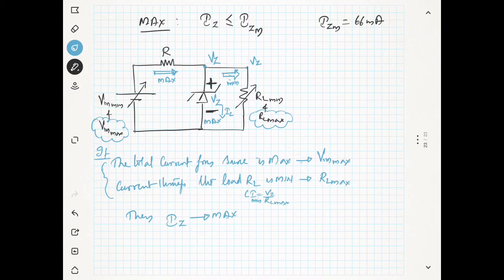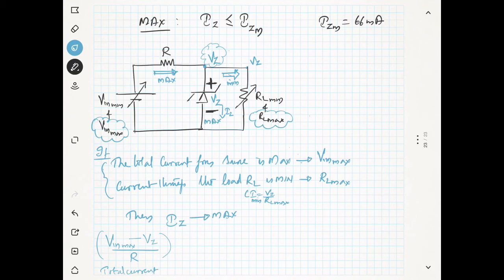So we will write the equation. You know that this is Vz and this is Vin maximum. So the maximum total current which is coming is given by Vin max minus Vz divided by our R. Now this is the total current which is coming.